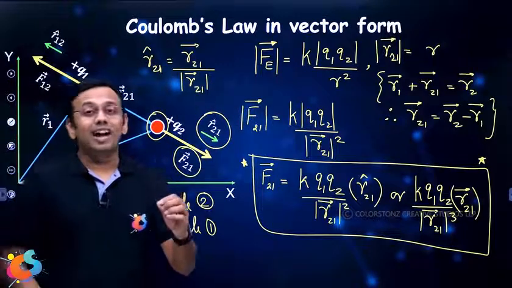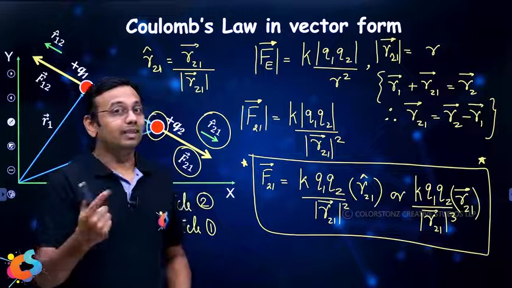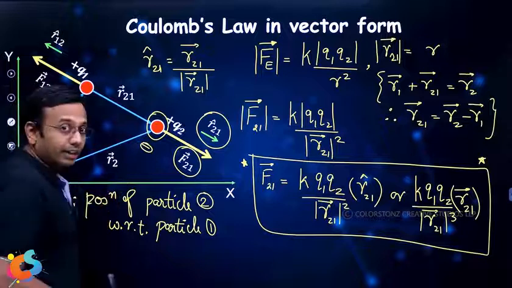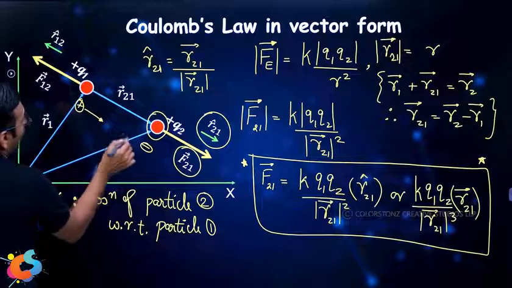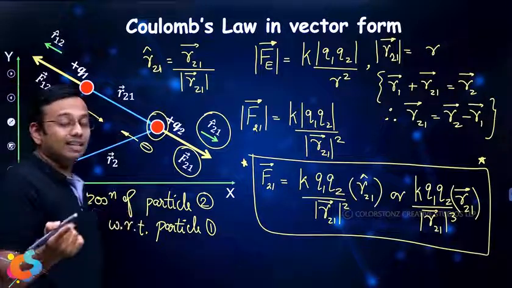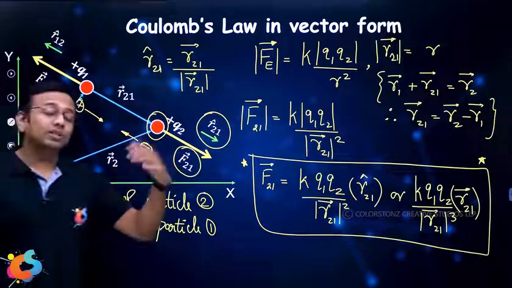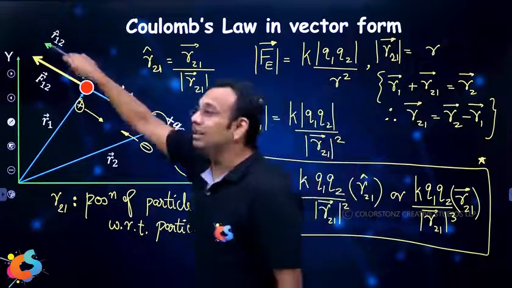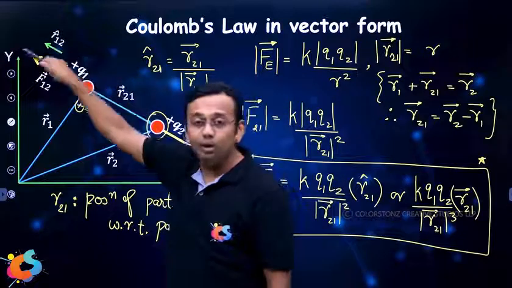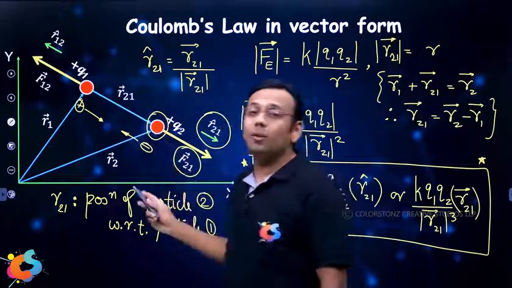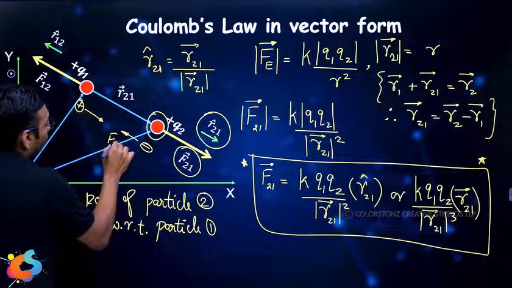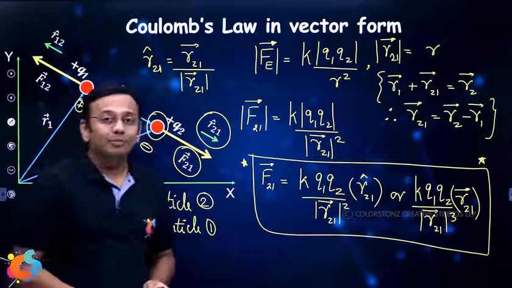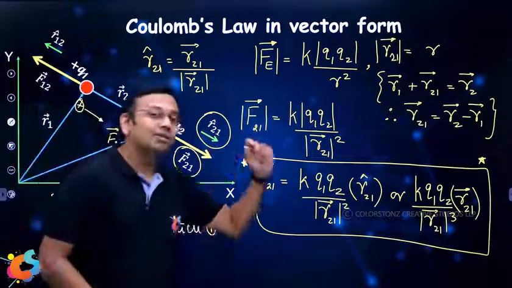But if the charges are unlike charges, then what will happen? Just try to see here. If this is positive and this is negative, then the forces are attractive. The forces reverse their direction. But the position vectors will not change. The positions are still R1, R2. Position vectors will still be in the same direction, R21, R12. But the forces will be in opposite direction. The force on 2 due to 1 will be in opposite direction of R21 cap. And that is also getting included in this formula.